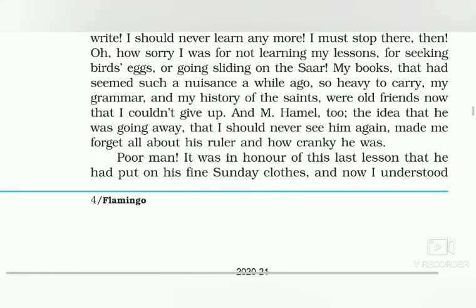My books that had seemed such a nuisance a while ago, so heavy to carry, my grammar and my history of the saints, were old friends now that I could not give up. Nuisance means a great problem, a burden. So, till now, Franz was considering his books to be an unwanted burden, which he wanted to take off from his body or his mind. But suddenly he started considering them to be his best friends.